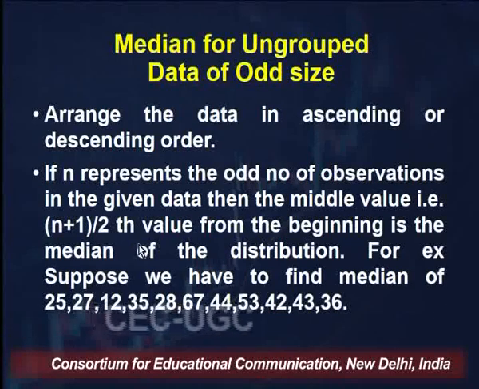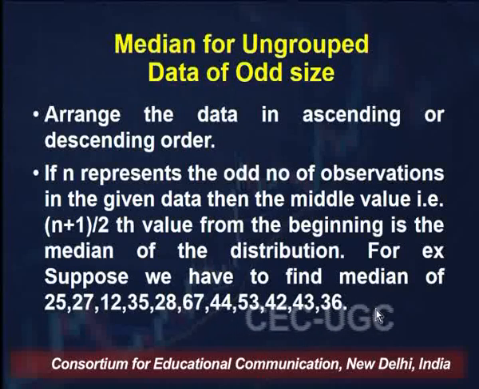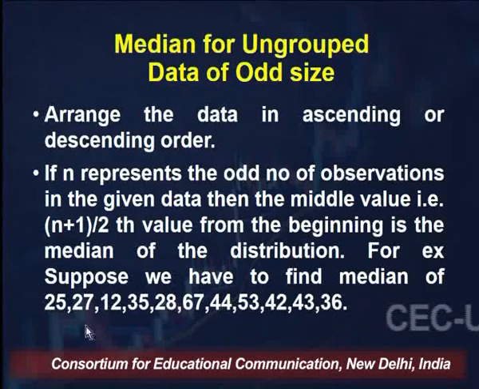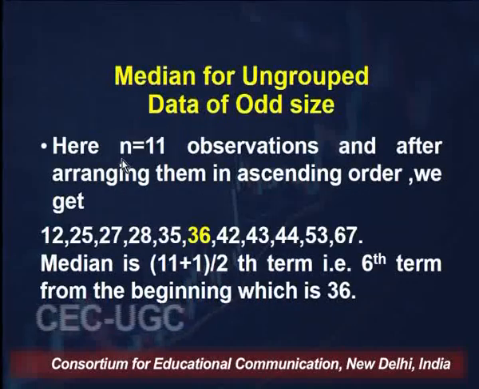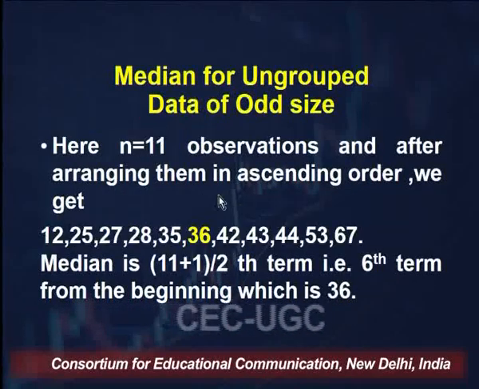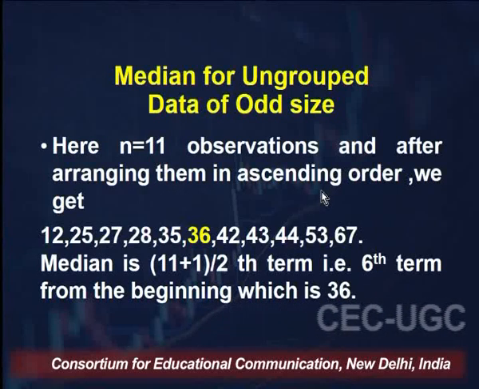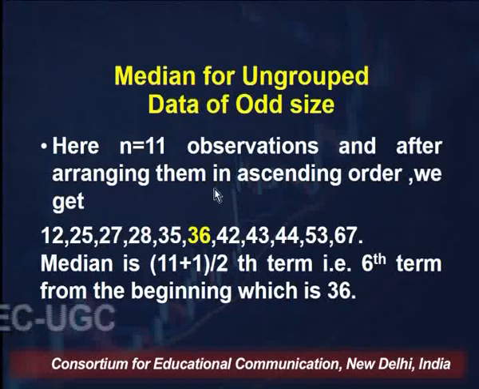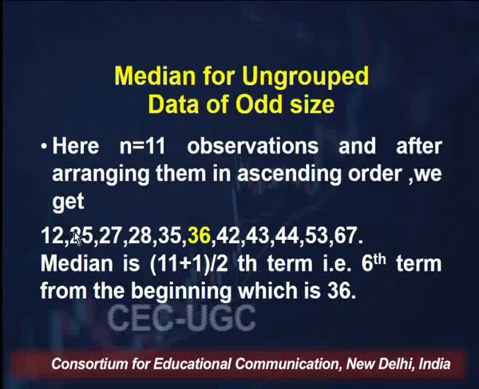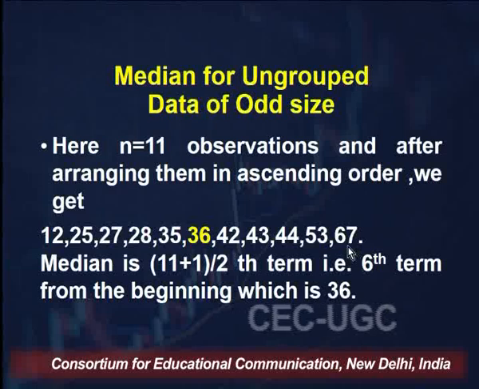So let us take an example, it becomes more clear. For example, I have to find the median of these 11 observations. Can you see there are 11 observations here? So my n is 11. I will arrange them in ascending order because I find it easy. If you find descending order better, you can always do that. But I will arrange them in ascending order. So 12, then 25, then 27 and so on till 67.